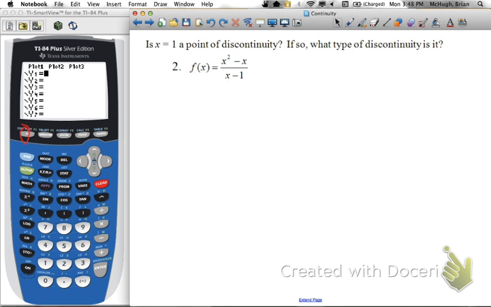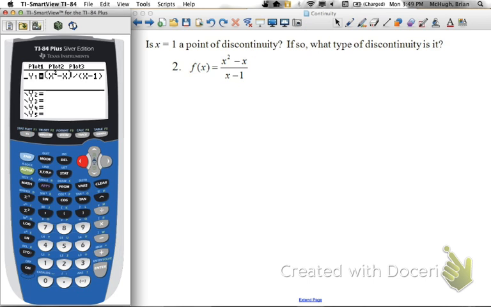In your y equals, make sure you put both your numerator, since it's got 2 terms, and your denominator, since it has 2 terms, in parentheses in your calculator. Once you've got your equation in with parentheses around your numerator and denominator, again, we're going to do a zoom 6 to view this. And the result looks like a straight line. It looks continuous.